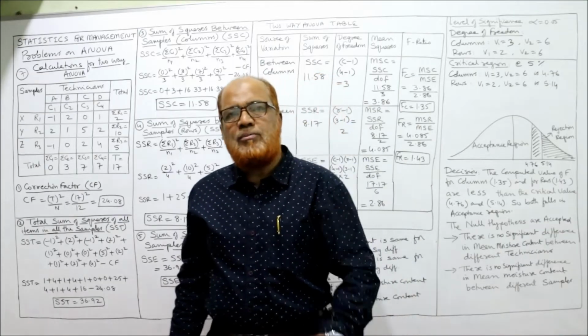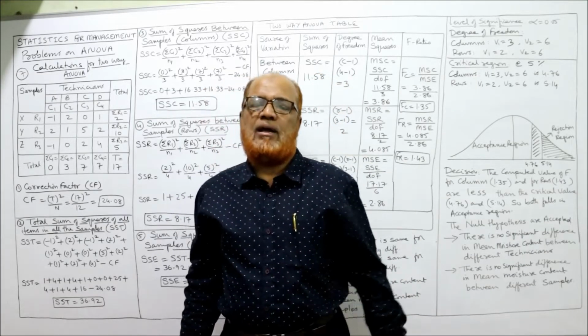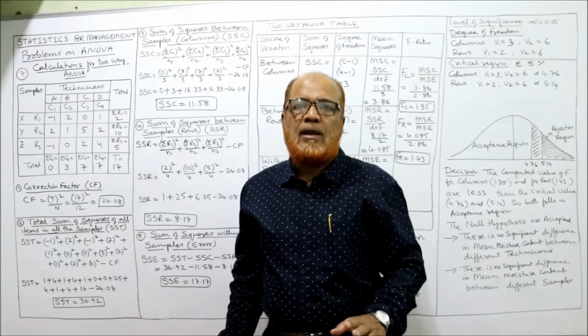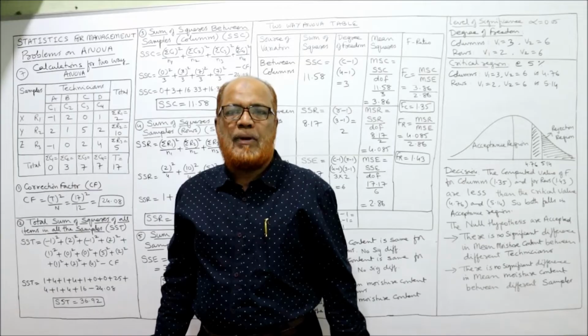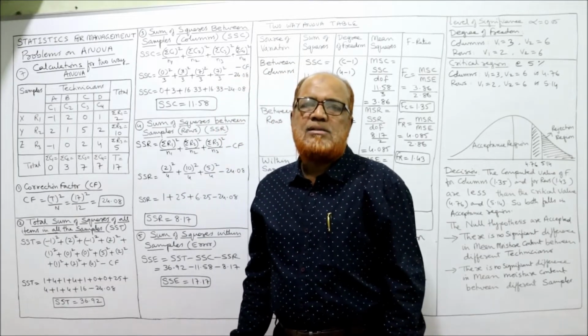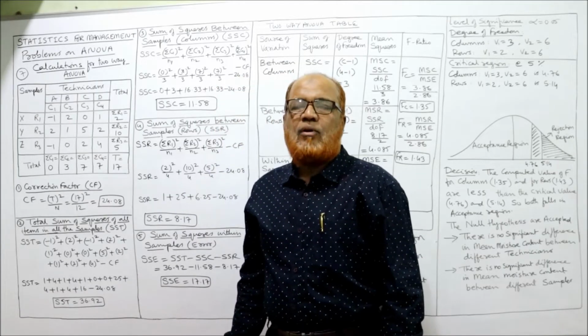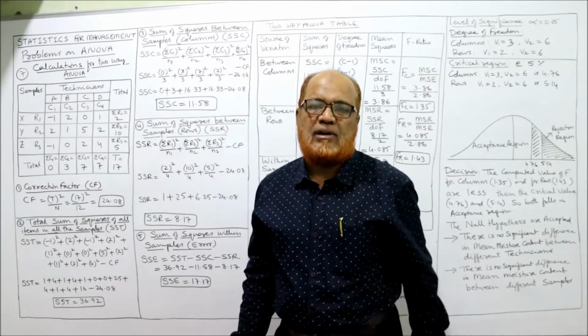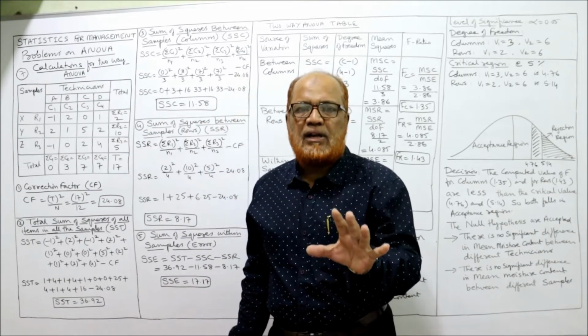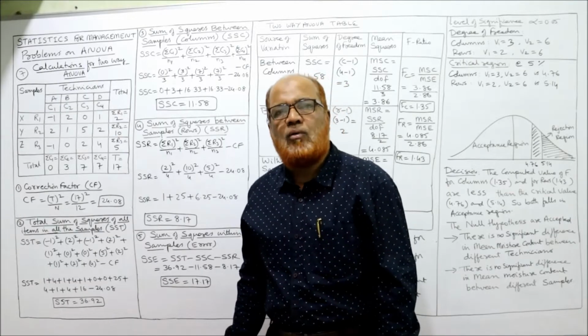So there are two types of problems, one-way ANOVA and two-way ANOVA. In one-way ANOVA we compare only one factor at a time. A simple example: suppose we want to find out the average yield from 5 different types of fertilizers. Only fertilizers we are studying, so it is one-way ANOVA.